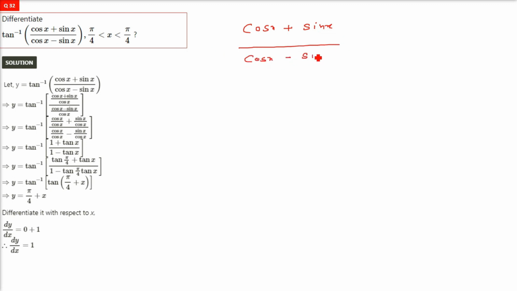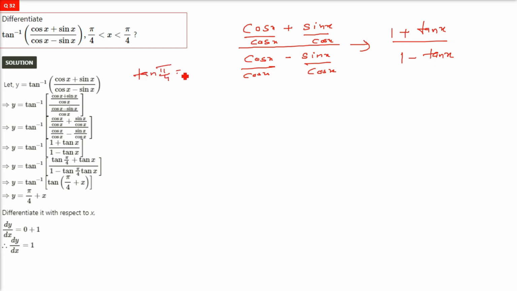So how can we make something out of it so that it contains tan? Divide numerator and denominator by cos x. So cos x here, here also cos x, here also cos x. Do you get 1 plus sin by cos, which is tan x? Then this is 1 minus tan x. Now you know how to do this because you know that tan a plus tan b by 1 minus tan a tan b is tan a plus b.